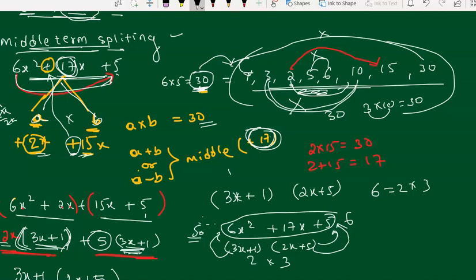So you are going to split the middle term into two values, right? In those two values, whichever is the bigger value will take the sign of the middle term. These are the important conditions you should remember while applying middle term splitting.